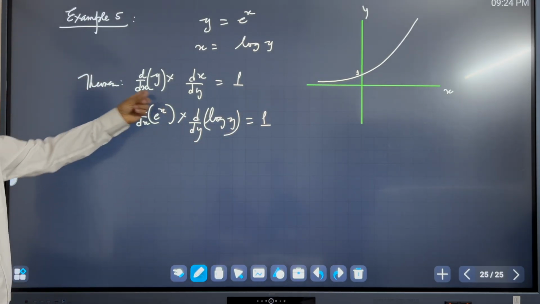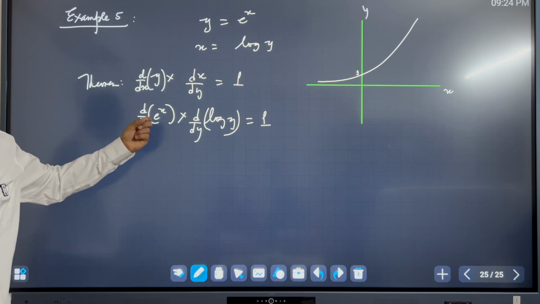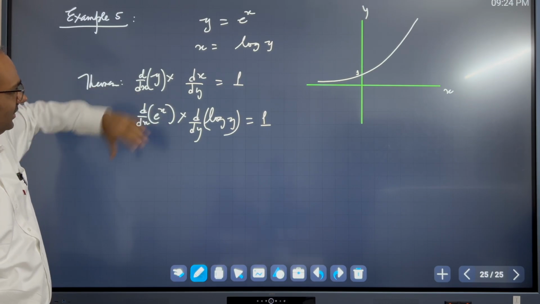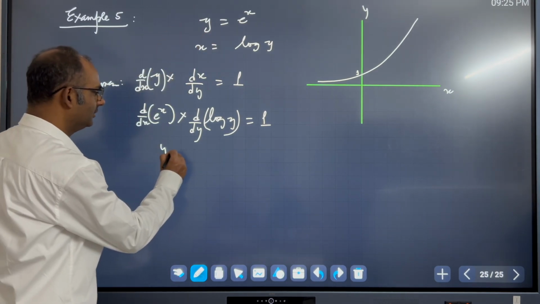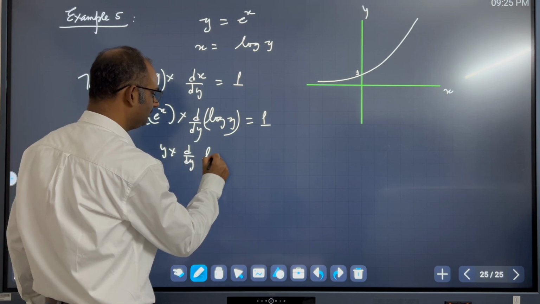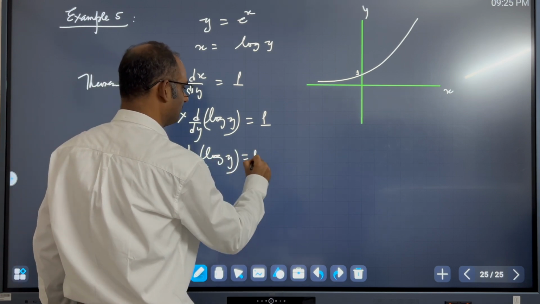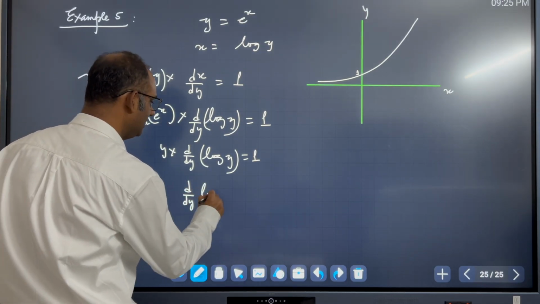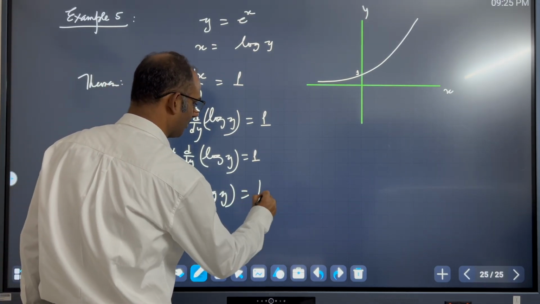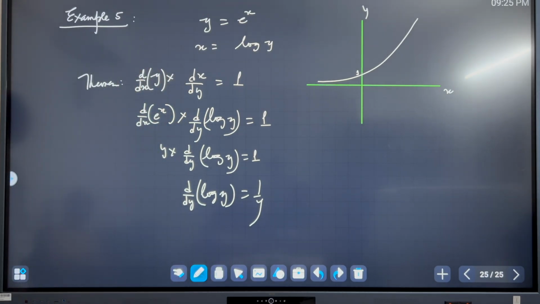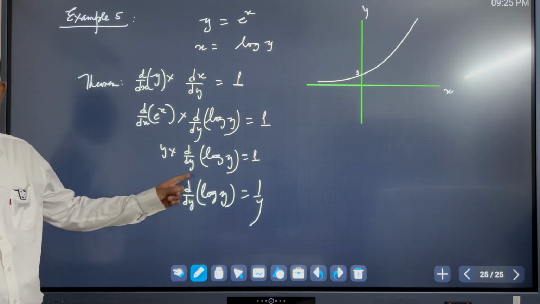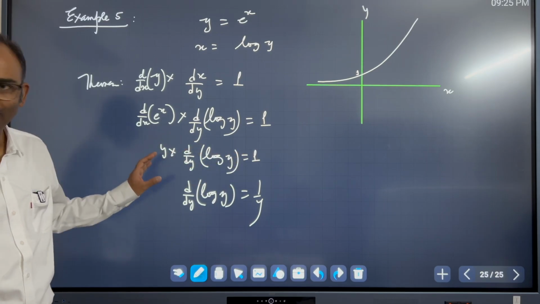Let's first find out the derivative of e to the x. What is that? What is e to the x? This result is e to the x, which is y. So y times d over dy of log y equals 1. Agreed? So what's the derivative of log of y? I've just divided both sides by y.